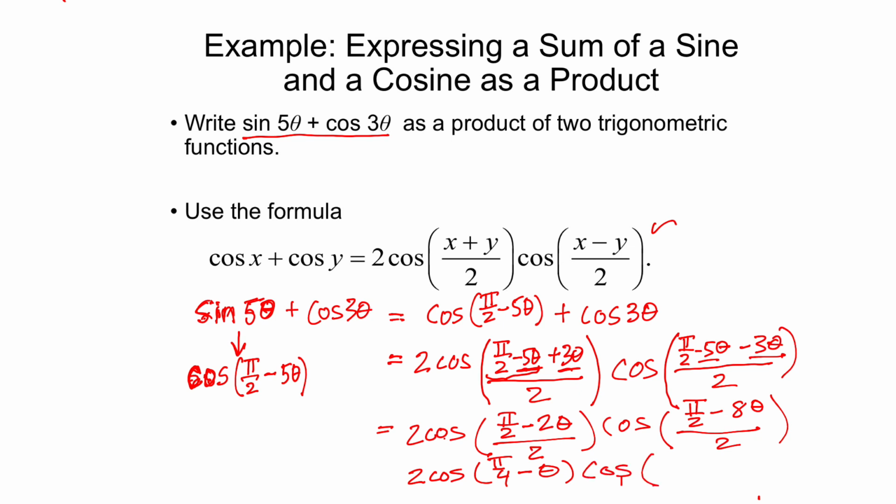Cosine, this would give me, again, pi over 4 minus, and then 1/2 times 8 is 4 theta. And so we have expressed what was an addition involving sine and cosine as a statement of multiplication, or a product involving new angles, once we put some sort of theta value in there, of course.